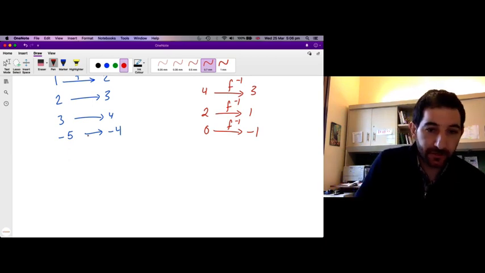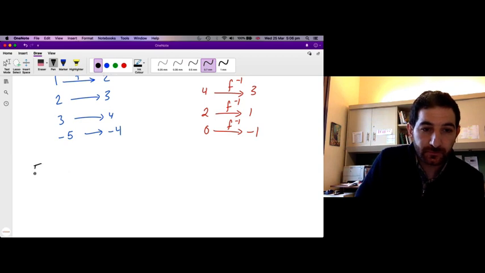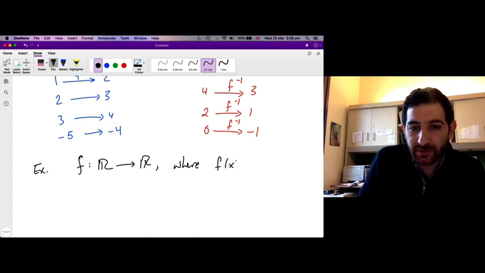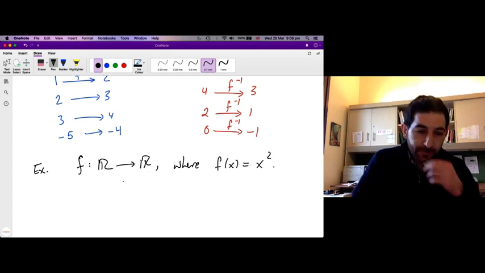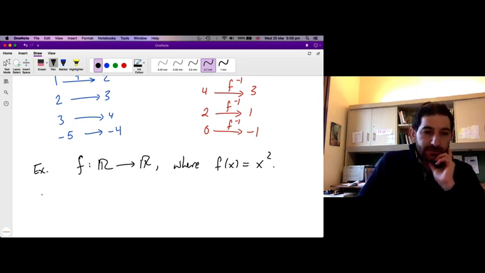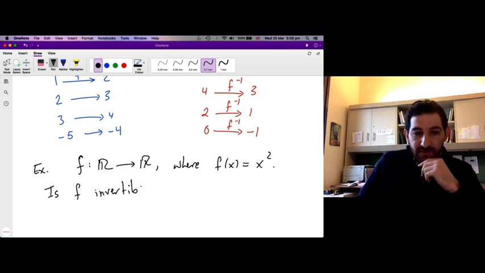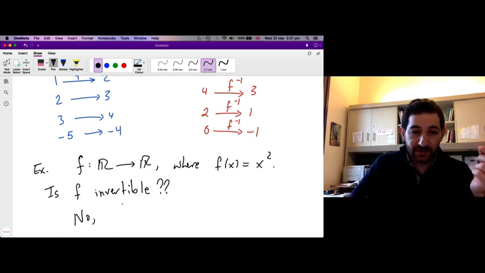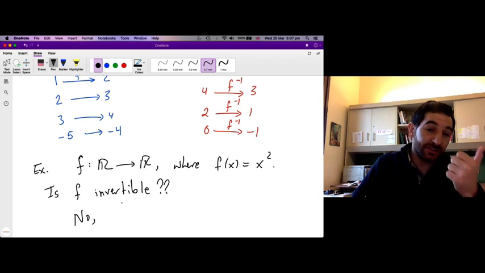Okay, let's have another example. Consider the function, let's call it also f, from the set of real numbers to the set of real numbers, where the image of a real number under f is its square. Now, is f invertible, which means does f have an inverse? The answer is no, because in order for a function to have an inverse, it must be bijective. And to be bijective, you have to be injective and surjective.